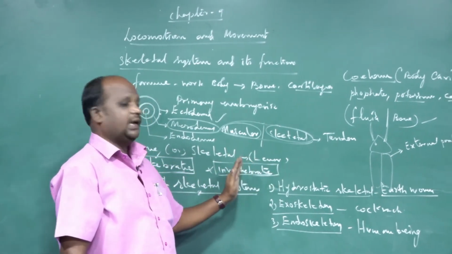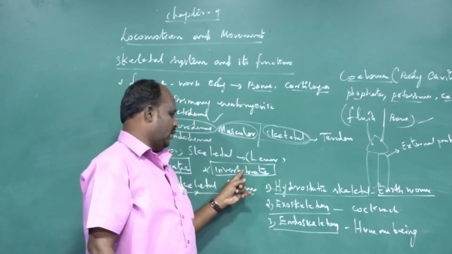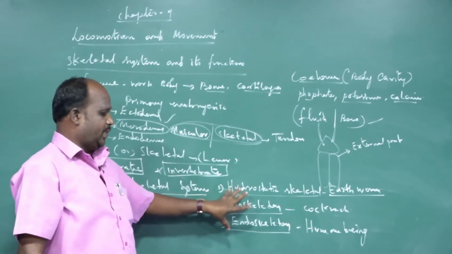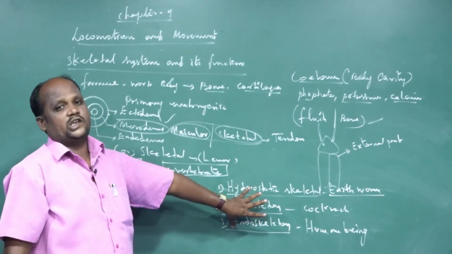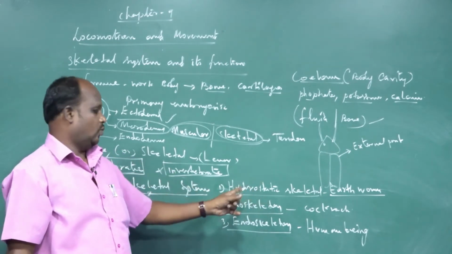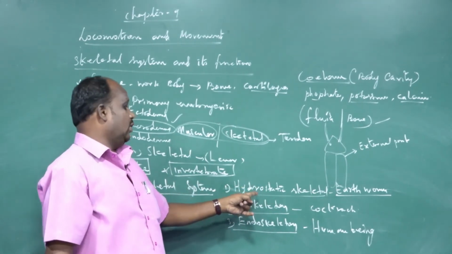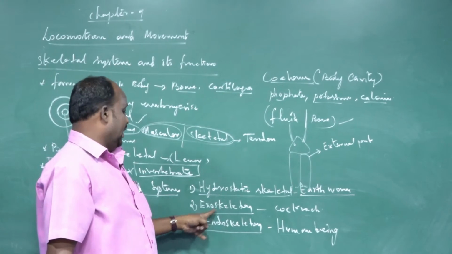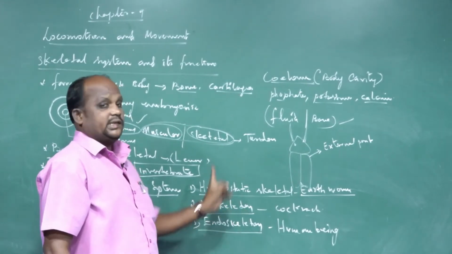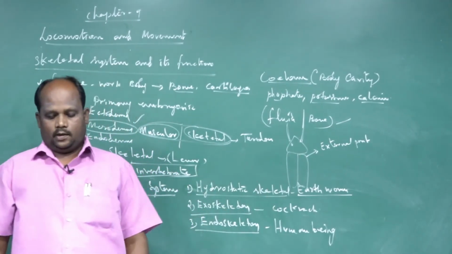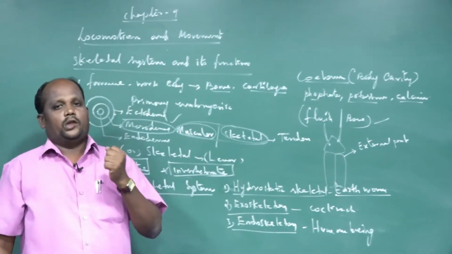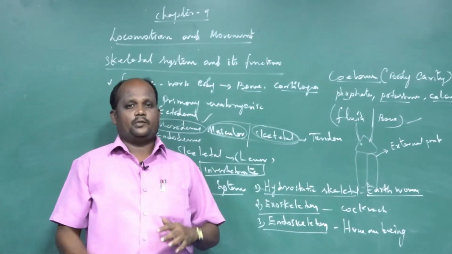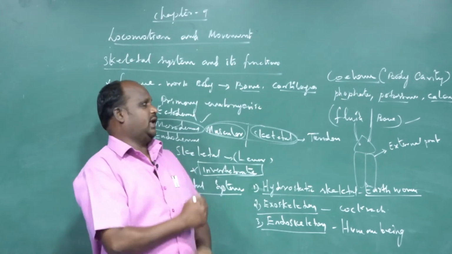That category is invertebrata. Among the two categories, we present three types of skeletal structure or bone. One is the hydrostatic skeleton, second the exoskeleton, third one is endoskeleton.